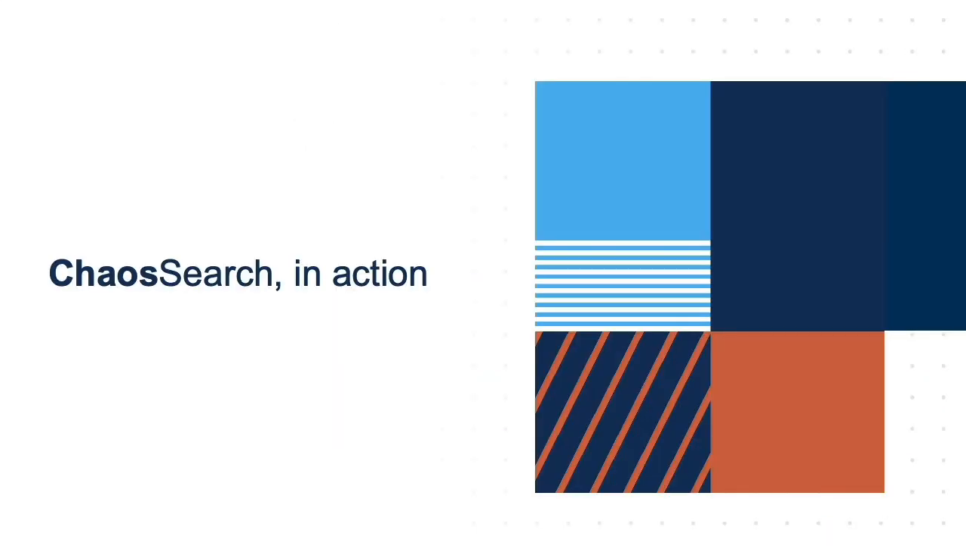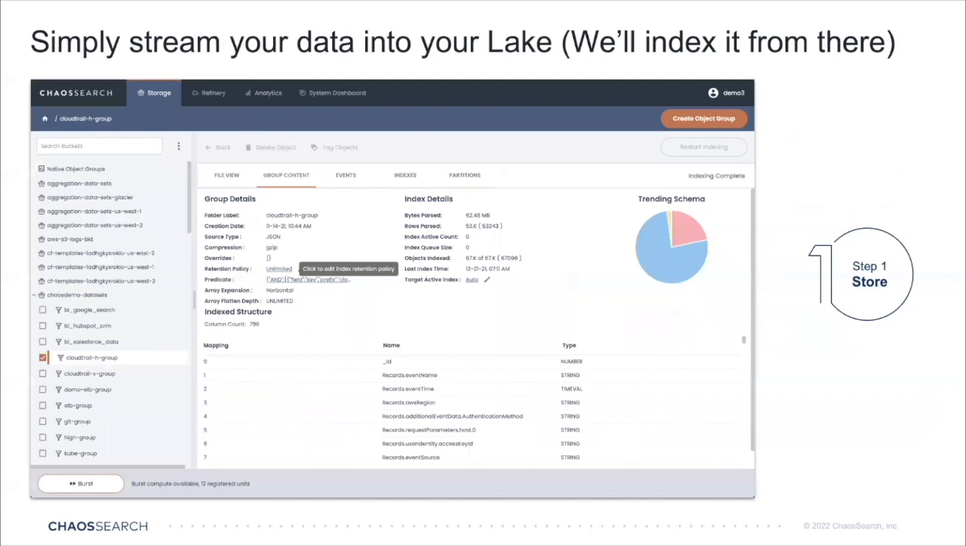So let's take a look at ChaosSearch in action. Now, these are some screenshots, but they really show you the uniqueness of the ChaosSearch platform. So step one, as I indicated, stream your data into your lake and we take over. Here is a lens into our first tab, storage. We're quite unique in our data lake viewpoint. We give you a lens into your storage.